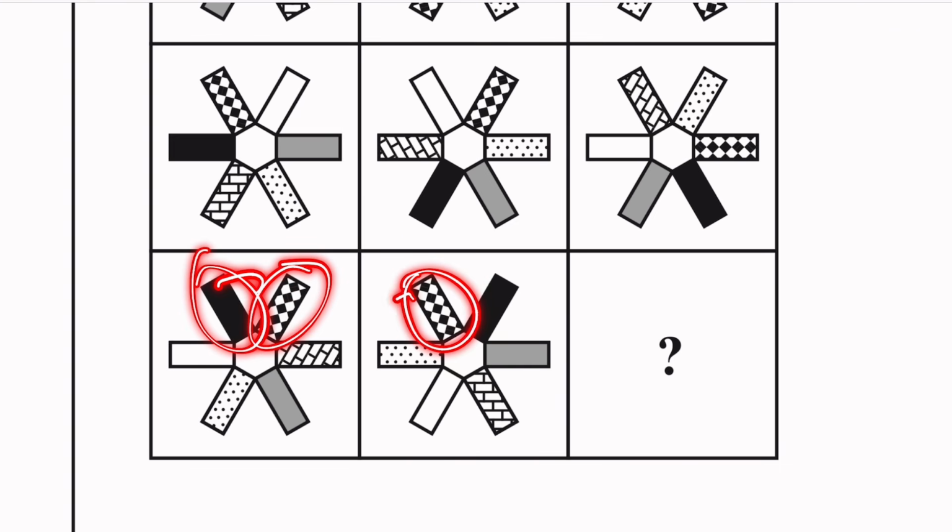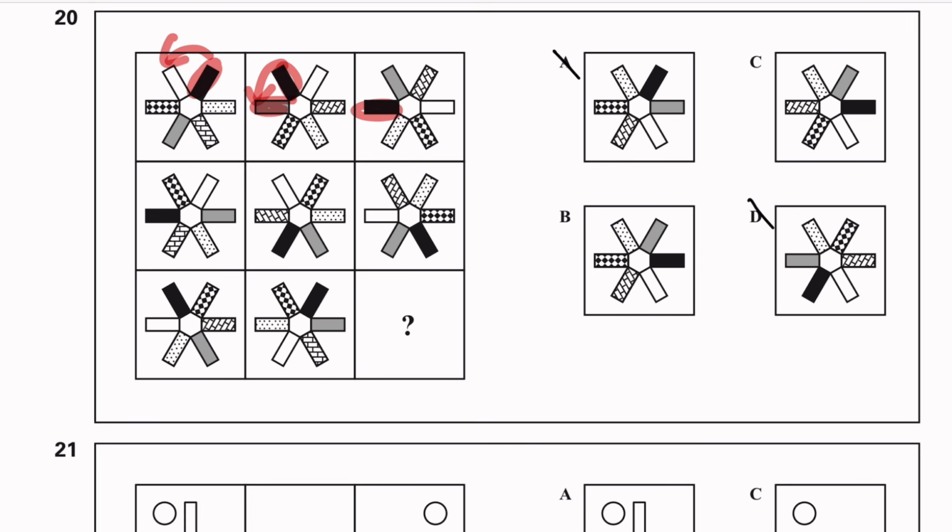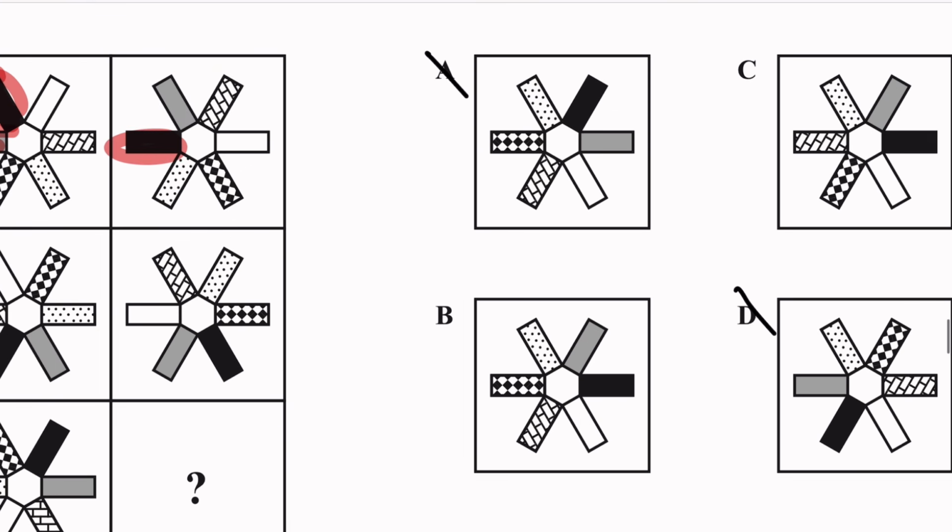So where should it end up? It should end up facing the left arm. It should be in the left arm. So checkered one should be on the left. So which one's that? Only B, okay? C doesn't have it on the left. So B is our answer, okay? And C is wrong.